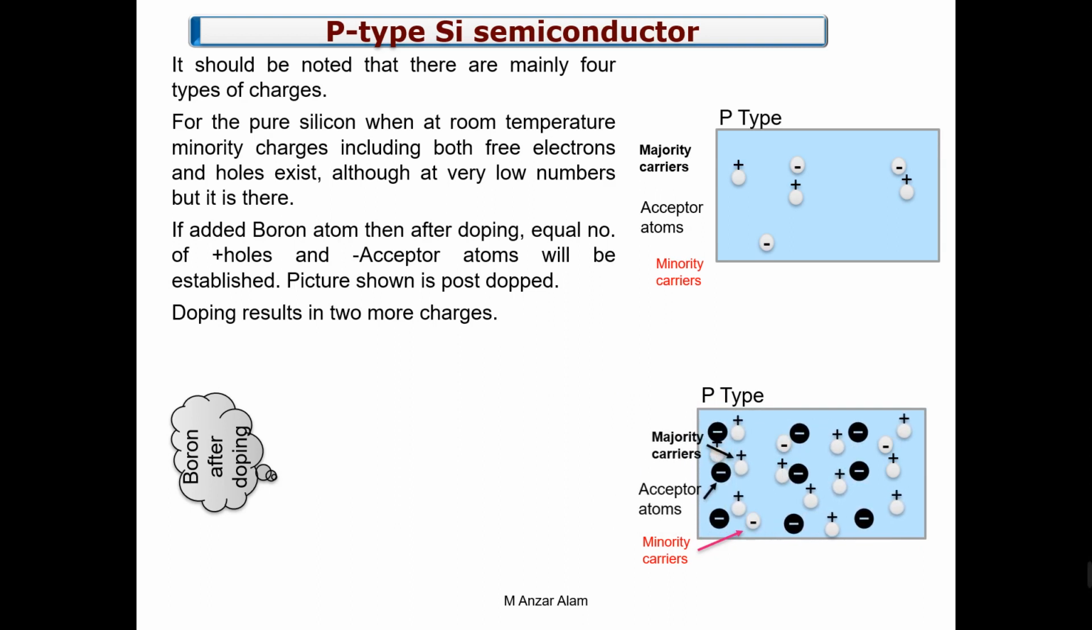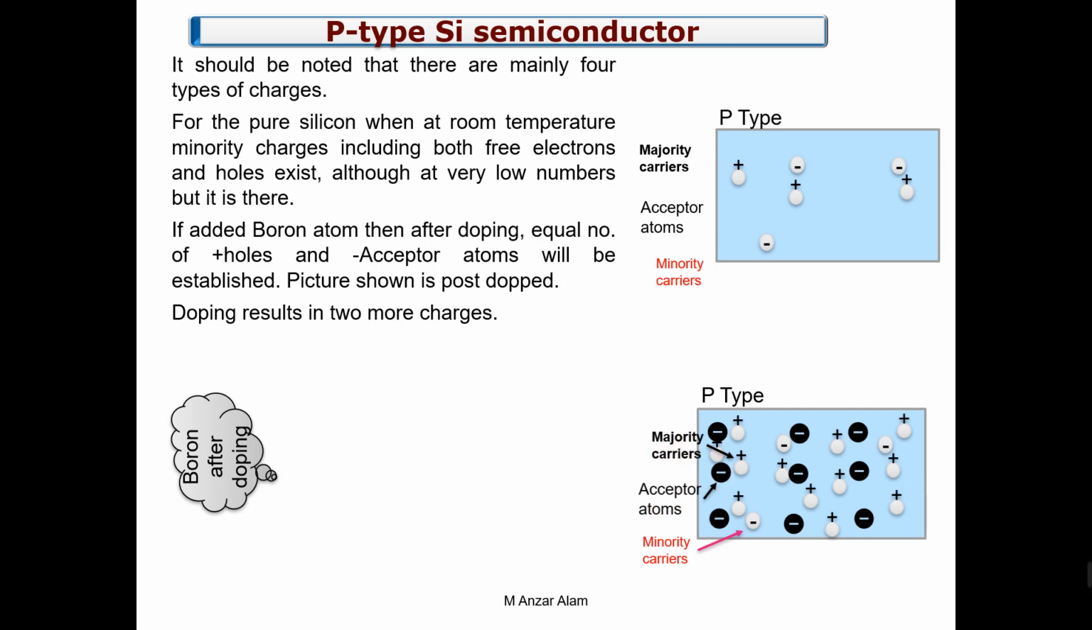So this is the final type, the p-type material. It has 4 charges, and in this case, you must understand which are the majority carriers. In this p-type material, holes are the majority carriers, and the negative charge is on the boron atom. It's known as the acceptor atom, and it is not going to contribute to the flow of the current.